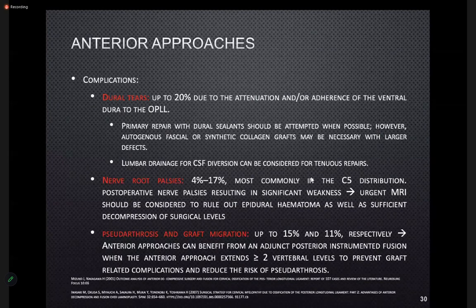The second complication is nerve root palsy. It's 4 to 17%, most commonly in the C5 distribution. In case of postoperative nerve palsy resulting in significant weakness, an urgent MRI should be considered to rule out epidural hematoma, as well as sufficient decompression of cervical levels. And the last one is pseudarthrosis and graft migration. This may be up to 15 or 11%. And the anterior approach can benefit from adjunctive posterior instrumented fusion when the anterior approach extends more than 2 levels, to prevent graft-related complications and reduce the risk of pseudarthrosis.